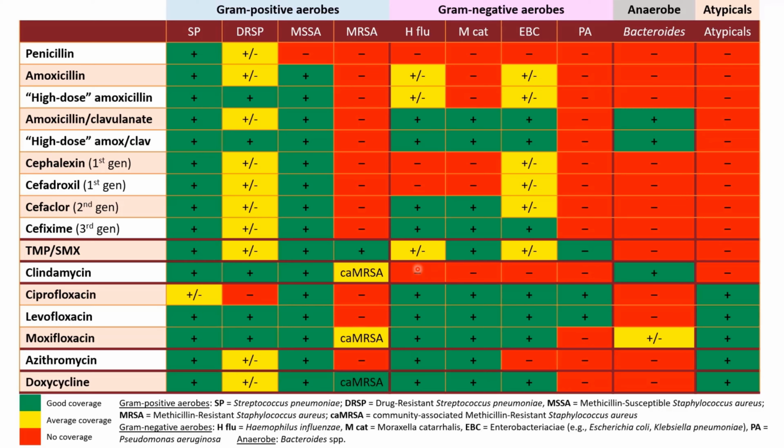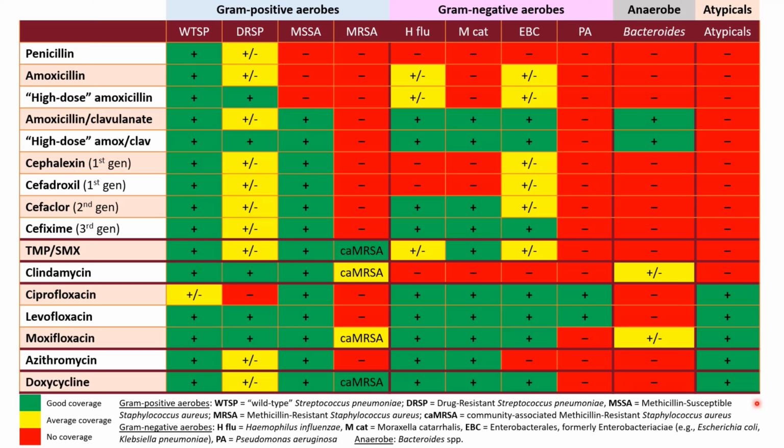And when it comes to atypical coverage, you should note that only fluoroquinolones, macrolides, and tetracyclines have activity against atypicals. The rest of them do not.